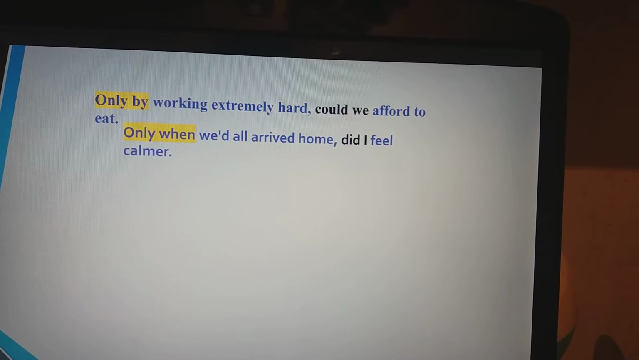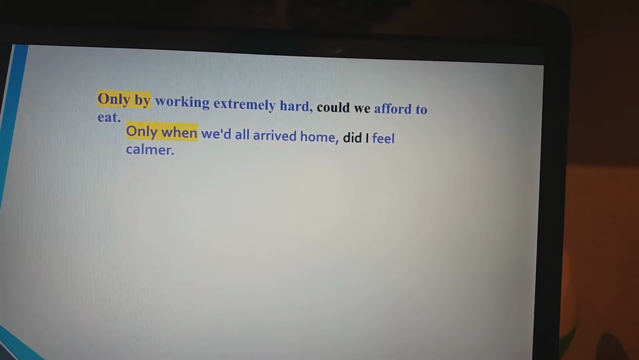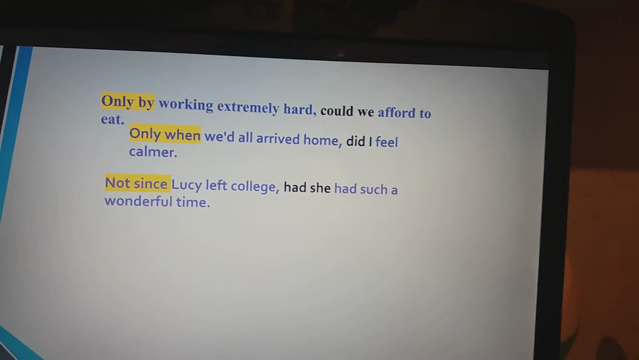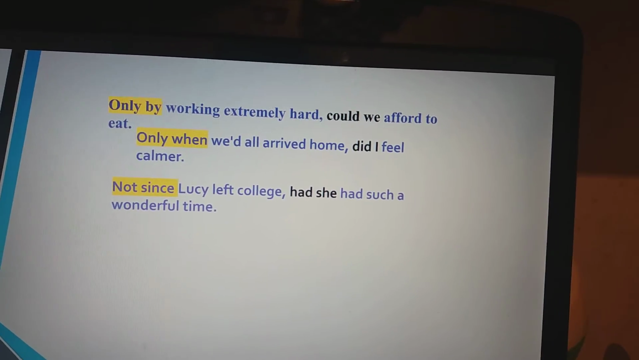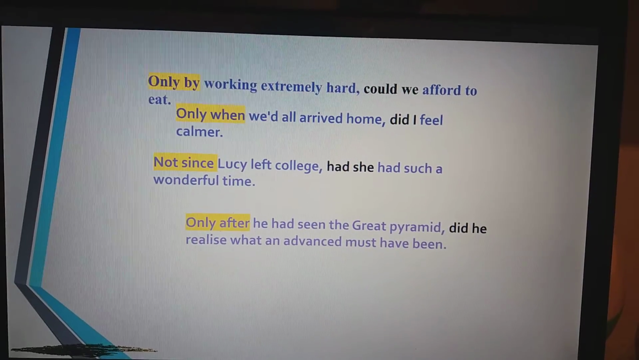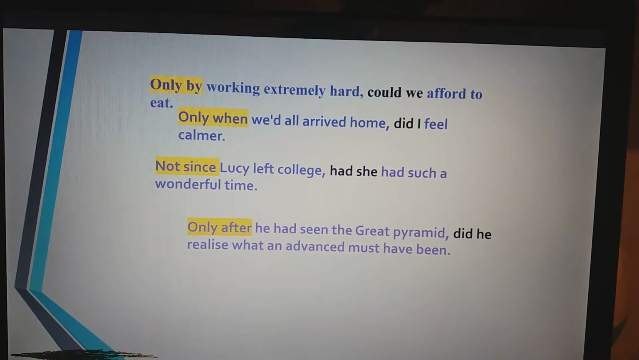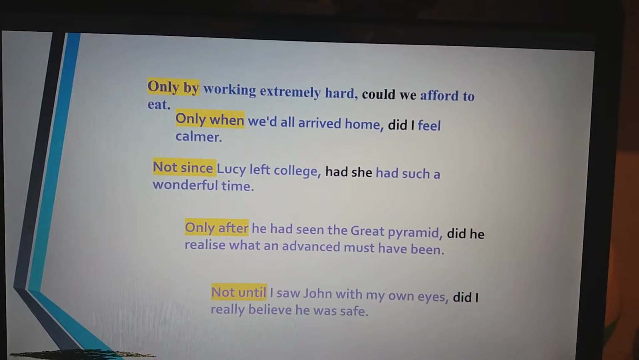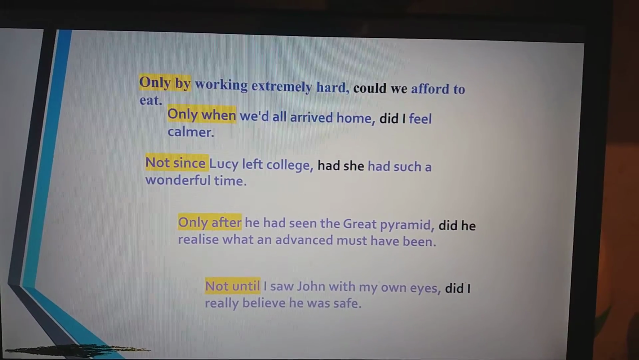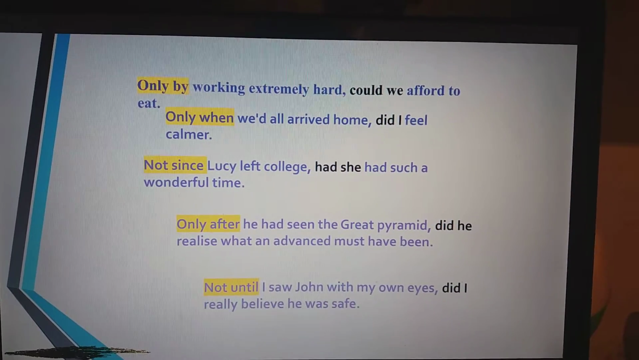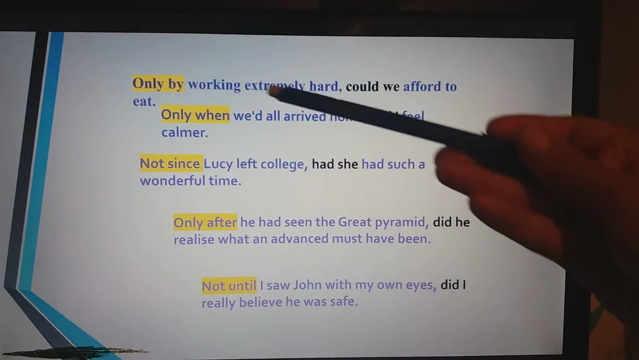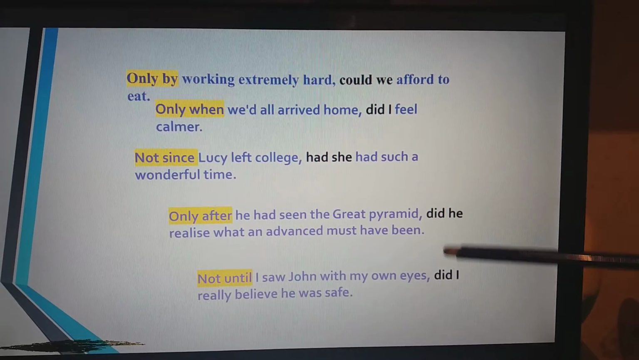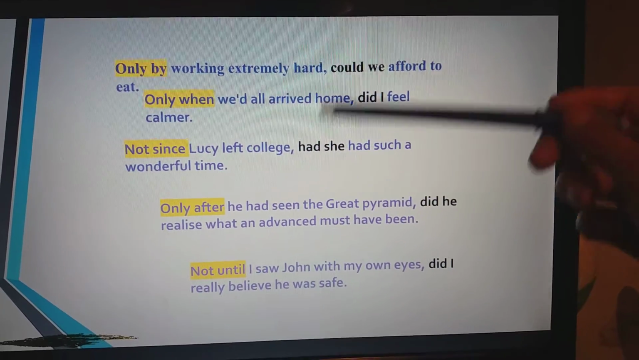Only when we'd all arrived home did I feel calmer. Not since Lucy left college had she had such a wonderful time. Only after he had seen the Great Pyramid did he realize what an advance it must have been. Not until I saw John with my own eyes did I really believe he was safe. If you notice the emphasized expressions and the inverted part, the inversion happens in the second part, the main clause.